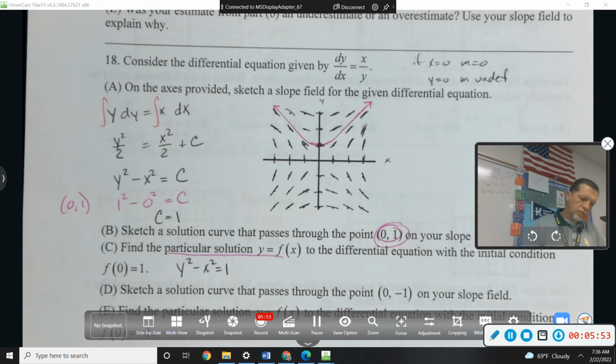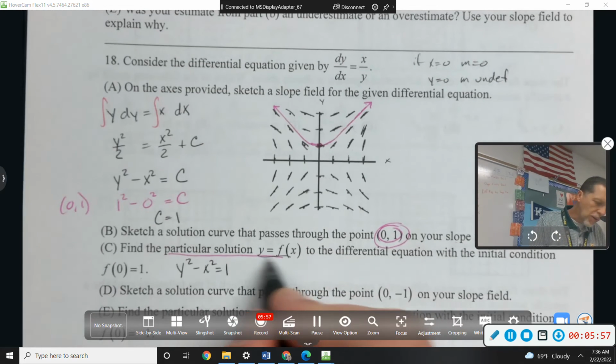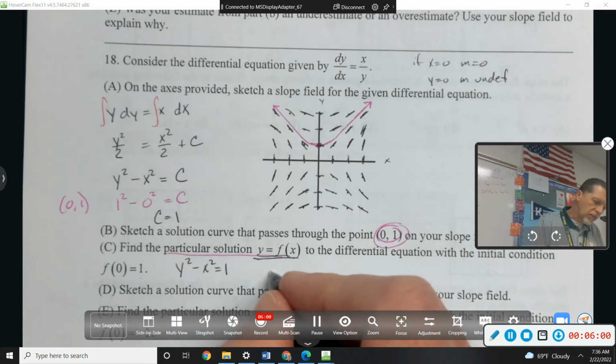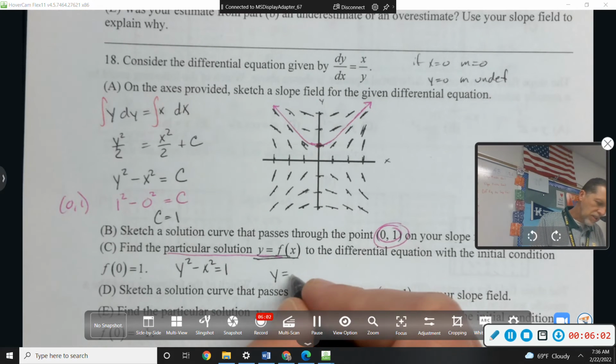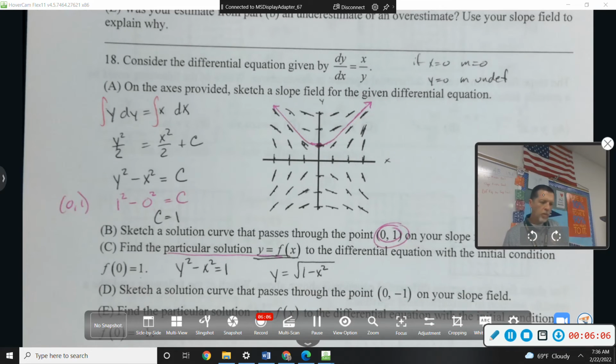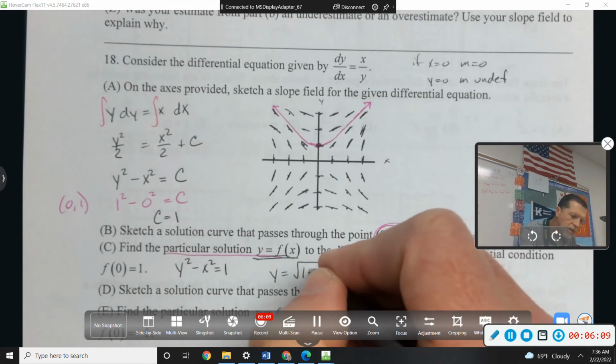Although I need to be careful how they ask the question. Find the solution y equals. So I need to solve this for y. Be square root of 1 minus x squared. No, 1 plus x squared.